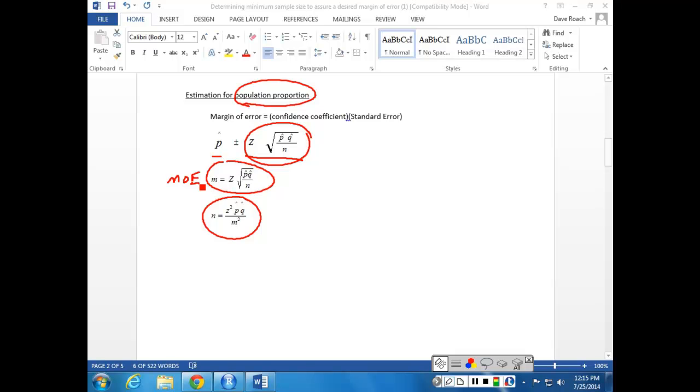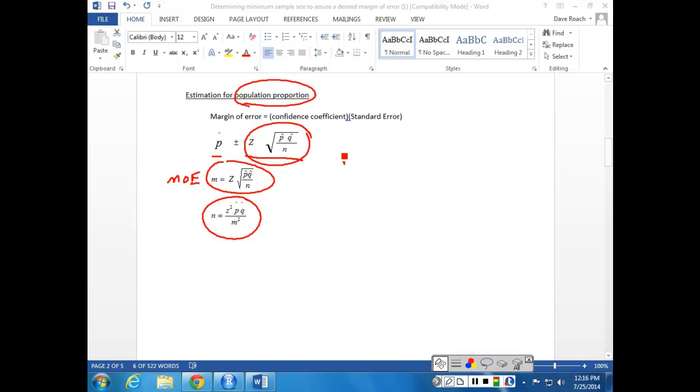So again, just an overview. The problem is going to say we want to estimate sample size. How large of a sample should we take? We want to be within this amount, or we want to have this margin of error and a level of confidence.